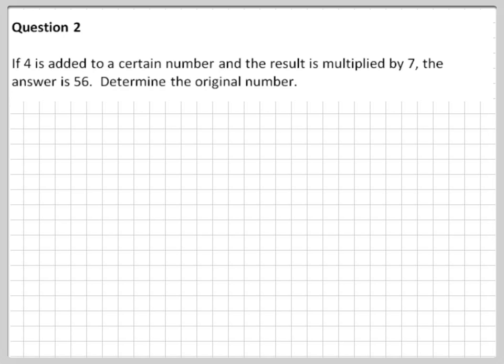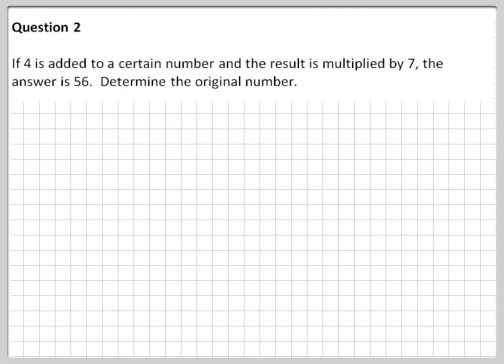Question 2. Now, this is one we actually have to solve, okay, as are all the rest of the questions. If 4 is added to a certain number and the result is multiplied by 7, the answer is 56. Determine the original number, okay? Now, I'll give you a moment to think about that, okay?